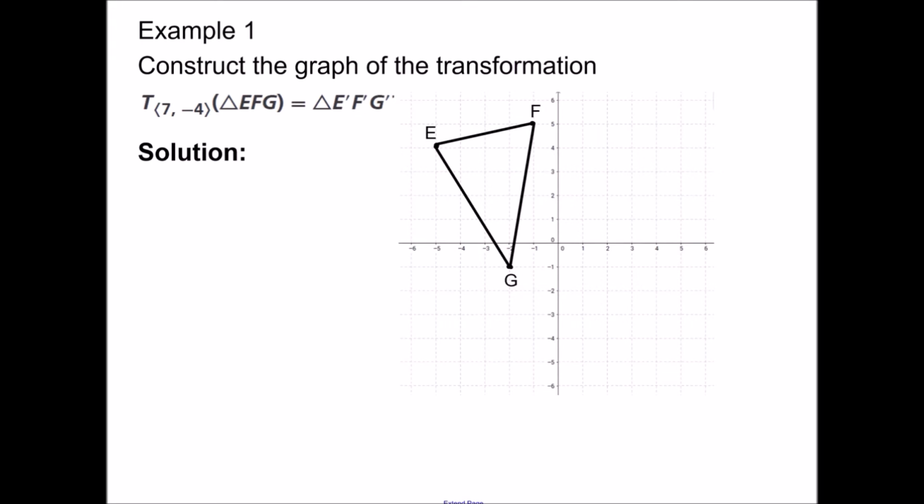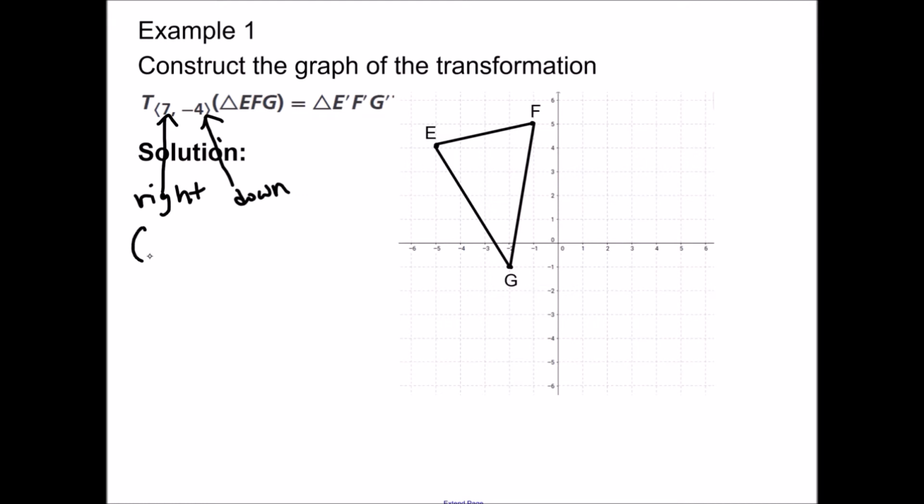Okay, so let's look at an example of using a transformation for a given triangle. We have here triangle EFG, and we want to translate it using this transformation rule. Remember, the 7 and the negative 4 represent the fact that you're shifting it 7 over to the right in this case, and negative 4 means you're translating it down 4. Because 7 is positive, you're translating right. Because 4 is negative, you're translating it down. That's really what it represents.